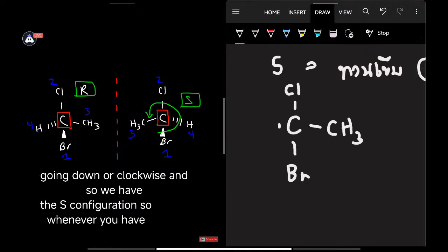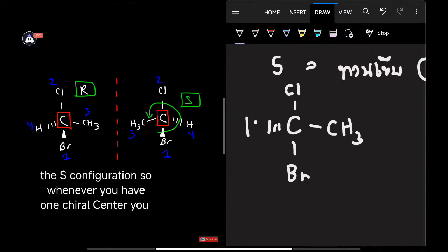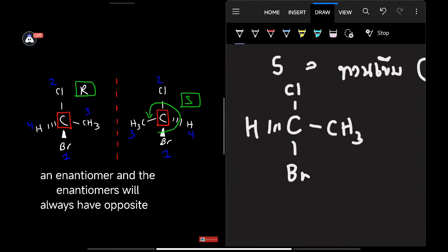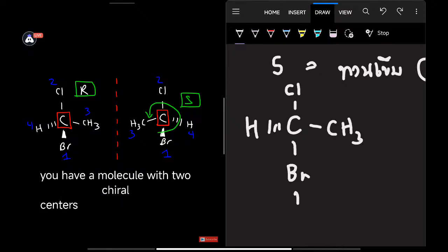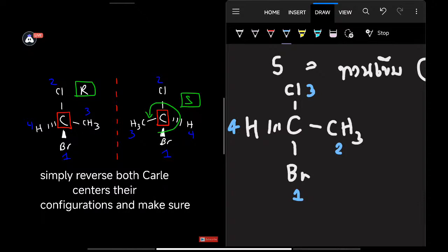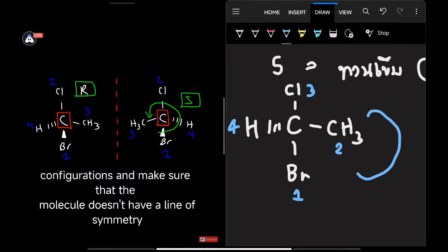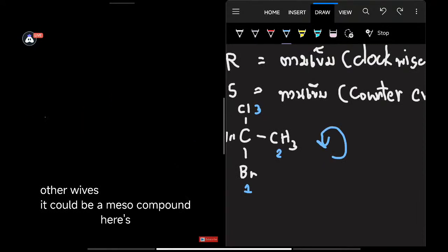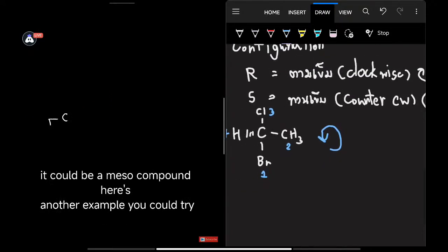So whenever you have one chiral center, you automatically have an enantiomer. And the enantiomers will always have opposite configurations. If you have a molecule with 2 chiral centers, then to draw the enantiomer, simply reverse both chiral centers, their configurations. And make sure that the molecule doesn't have a line of symmetry. Otherwise, it could be a meso compound. Here's another example that you could try.